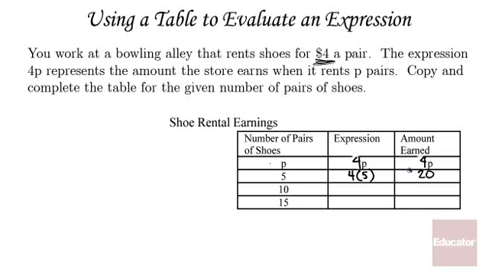So the amount earned here is $20. And then for 10 pairs, 4 times 10, the amount earned is $40. And for 15 pairs, 4 times 15, the amount earned is $60. So by creating this table, we were able to evaluate different numbers of pairs of shoes.